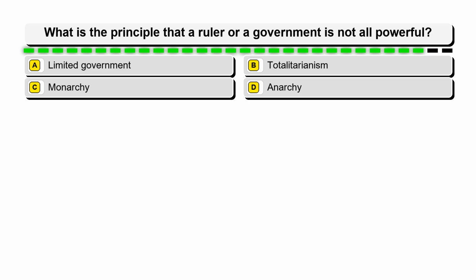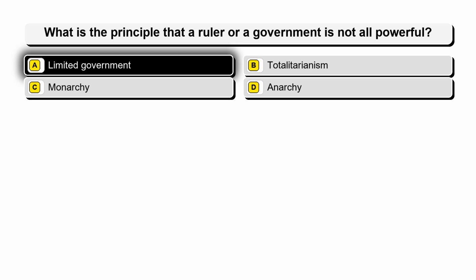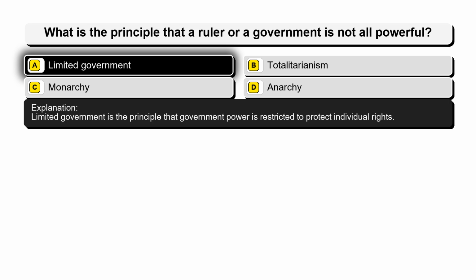Question 12. What is the principle that a ruler or a government is not all-powerful? Option A. Limited government. Option B. Totalitarianism. Option C. Monarchy. Option D. Anarchy. The correct answer is option A. Limited government. Limited government is the principle that government power is restricted to protect individual rights.